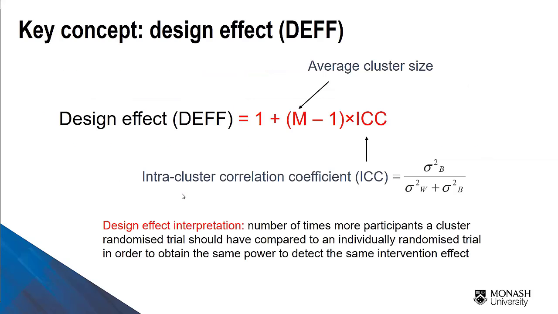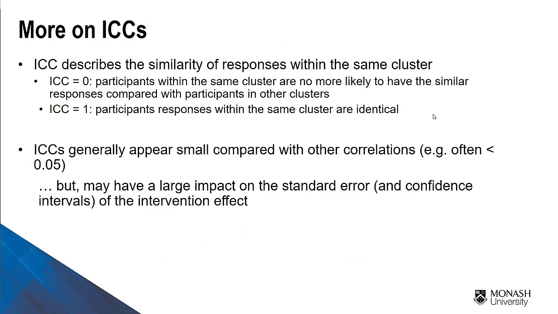So I can quickly go back and show you. If you can see here, if this m is very large, then this design effect can end up being quite large. So it's very much dependent on the cluster size. Even if the ICC is small, we can end up with large design effects. And I should say that ICCs generally appear quite small compared to other correlations. When we were thinking about the correlations with crossover trials, in that circumstance you would expect the correlations to be generally much larger than what you will see for these intracluster correlations.